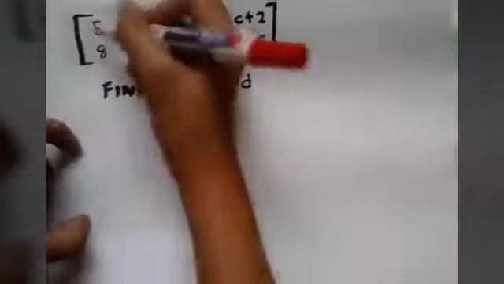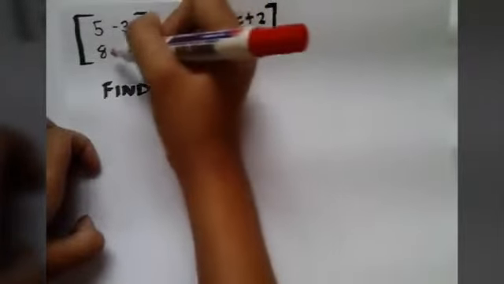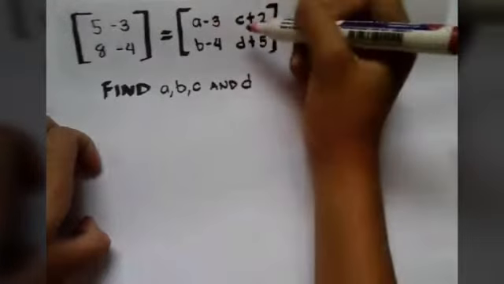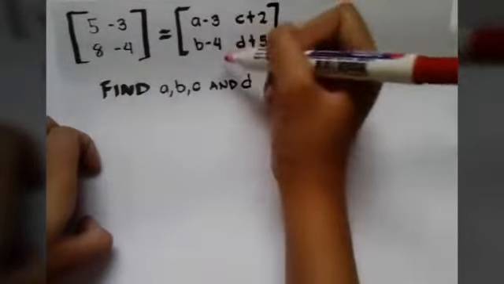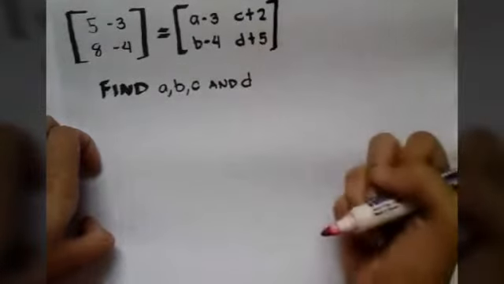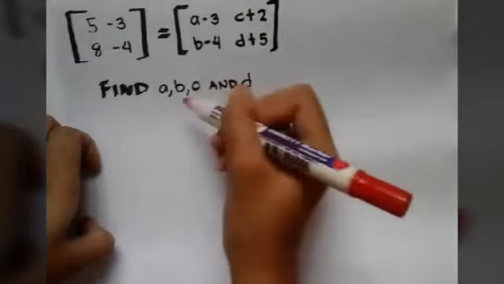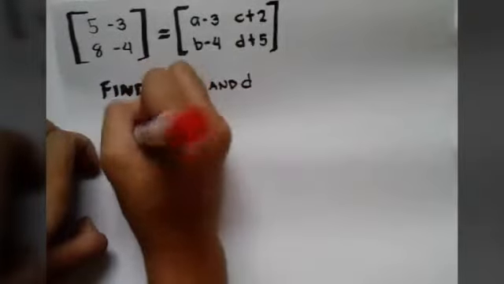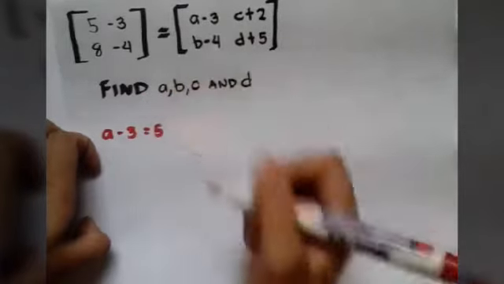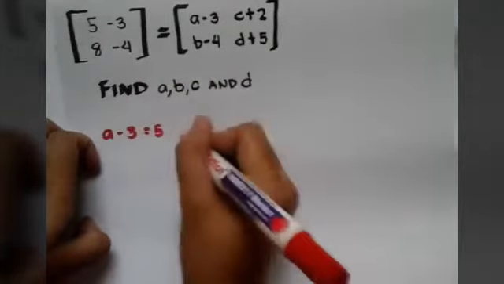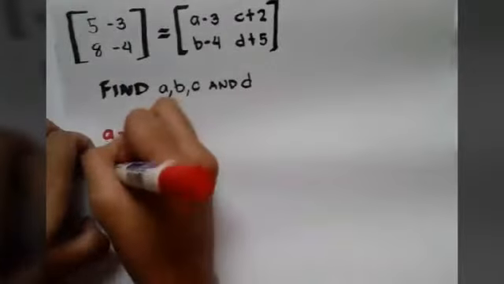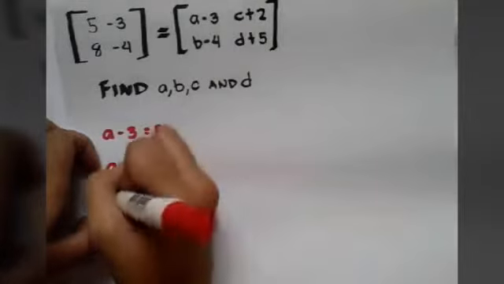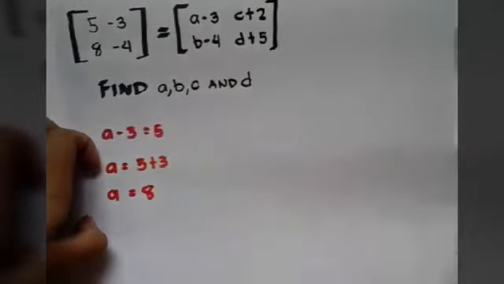Here's another given. 5, negative 3, 8, negative 4 is equal to A minus 3, C plus 2, B minus 4, D plus 5. We are asked to find the value of A, B, C, and D. If A minus 3 is equal to 5, we are just going to transpose negative 3 to the right side. It will become A is equal to 5 plus 3. So, A is equal to 8.